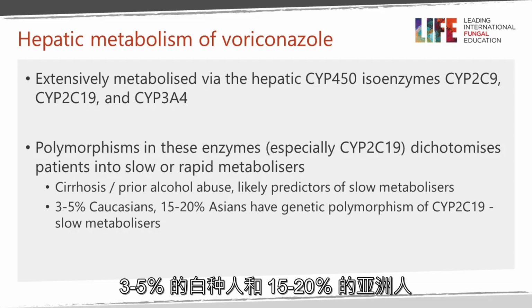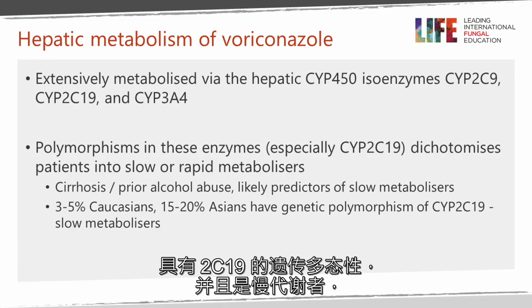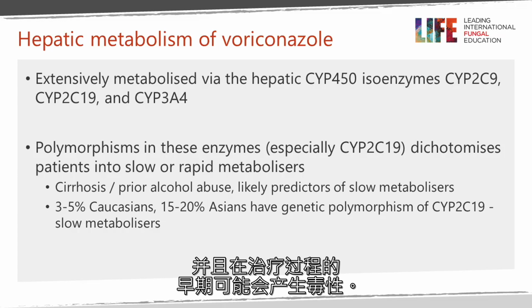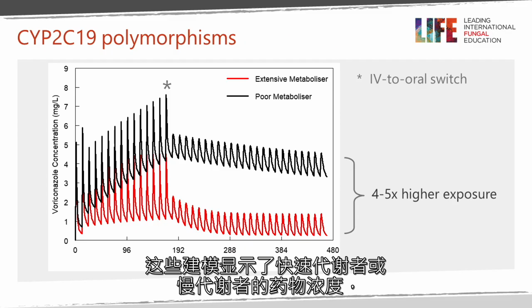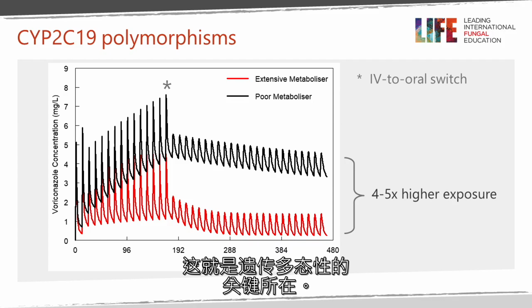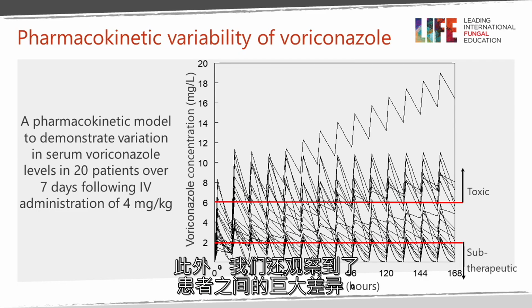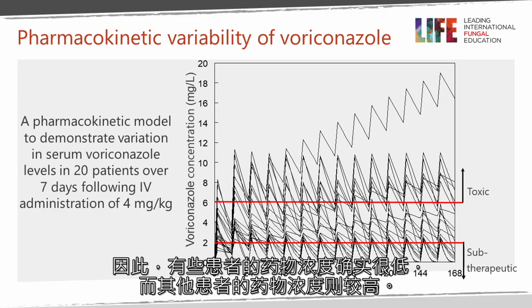3 to 5% of Caucasians and 15 to 20% of Asians, particularly Northeast Asians, that is from Korea and Japan and China, have genetic polymorphisms of the 2C19 and are slow metabolizers and may develop toxicity early in the course of therapy. You can see here an example of modelling of the levels in patients who are fast metabolizers or slow metabolizers, and there's really a very large difference in exposure, and this is the point of the genetic polymorphism. In addition, we also see a lot of variability from one patient to another, and these models just illustrate that. So some patients have really quite low levels and others have higher levels.